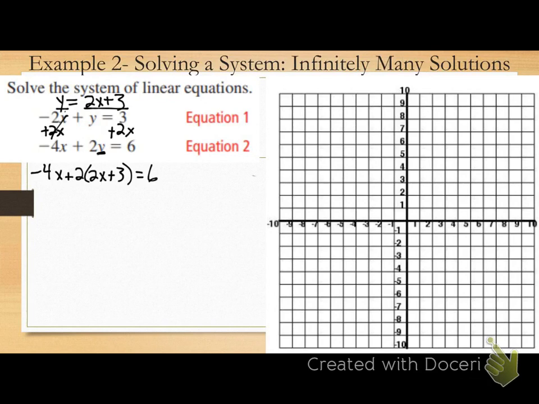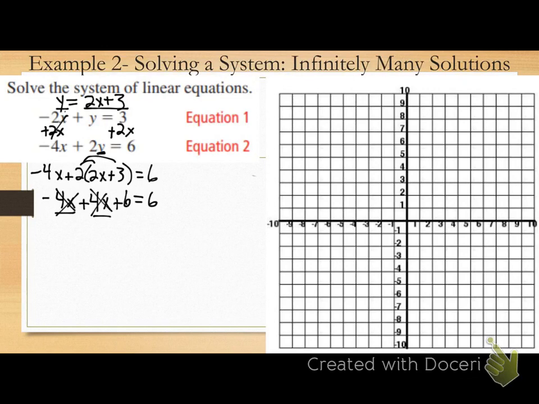Any questions on what I've done using substitution here? Now we've got an equation with just x in it. So we need to solve for x. What would be my first step to do that? Distribute. 2 times 2x, 4x, 2 times 3, 6. Next step. Combine like terms. Negative 4x plus 4x gives you what? 0. They cancel each other out. Big surprise there.